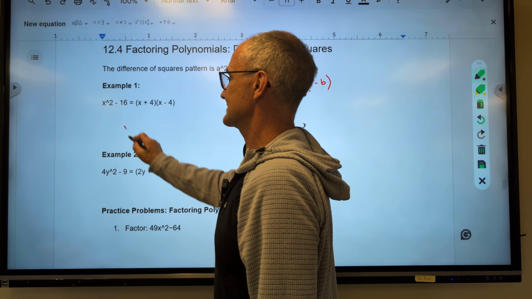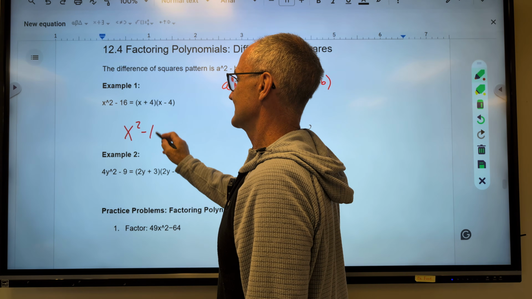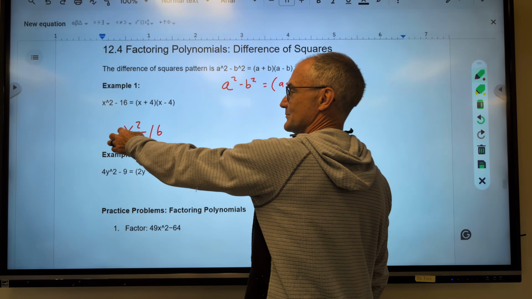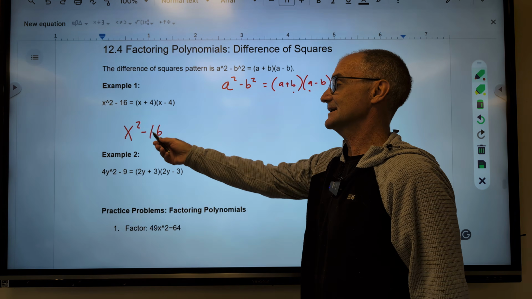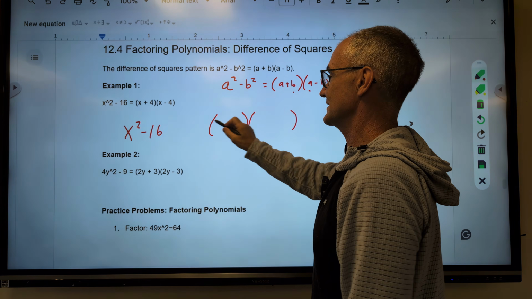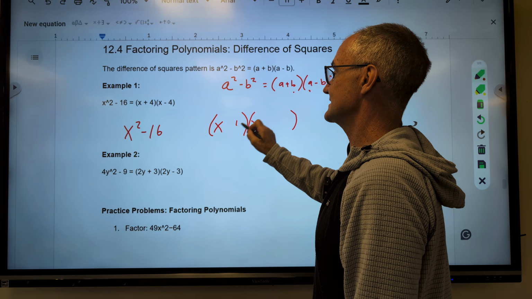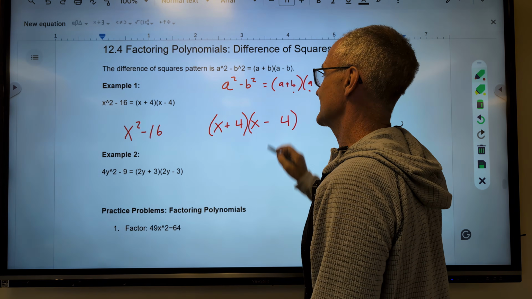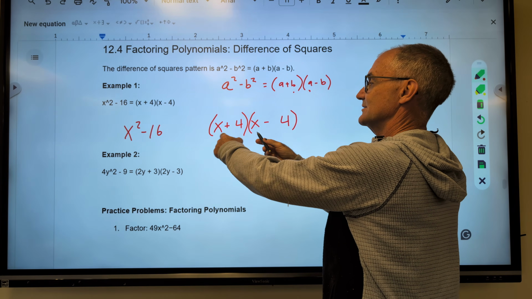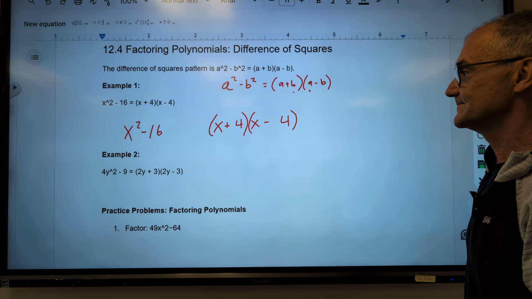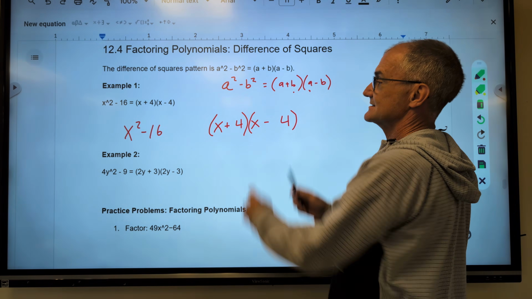So if I have x squared minus 16, hopefully, you do enough of these, you'll recognize this. Perfect square, negative in the middle. It has to be equal to something times something. These have to be x's. These have to be 4's. This is positive, this is negative, giving me x squared plus 4x minus 4x. Middle term drops out, minus 16.